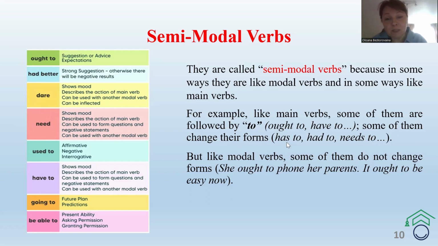We see ought to, have to. Some of them change their forms: has to, the third person singular, or had to in the past, needs to. But like modal verbs, some of them do not change forms. For example, the semi-modal ought to. She ought to phone her parents, no S ending. It ought to be easy now. Nothing, just ought to. In the exam, you will deal with 3 semi-modal verbs: have to, ought to, and need. It is easier.